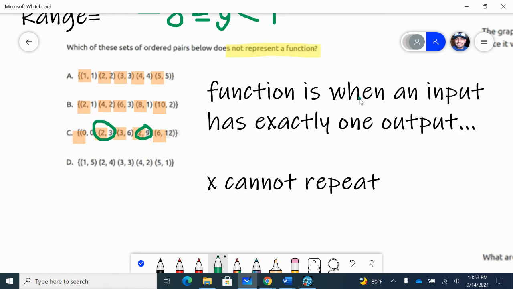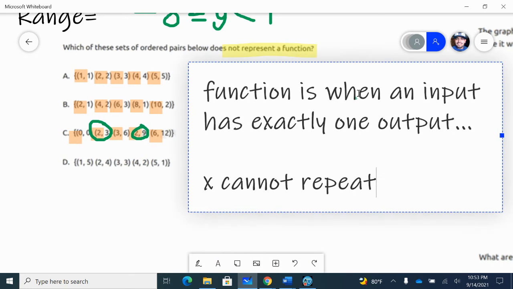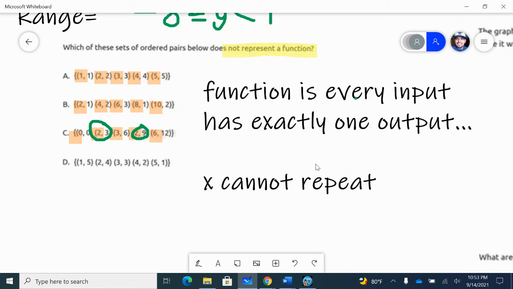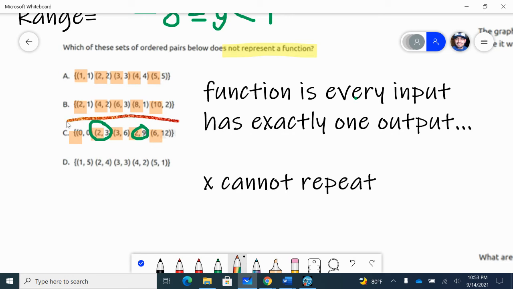And actually, speaking of which, let me go and correct that here. A function is when every input has exactly one output. Remember, this was a shortcut way. X cannot repeat. There it is. My answer is C because C is the only set of points that have a repeating X value. So my answer would have been Charlie.